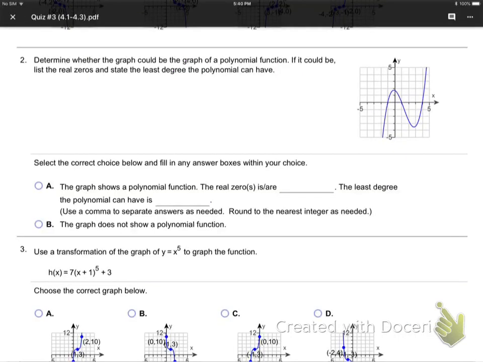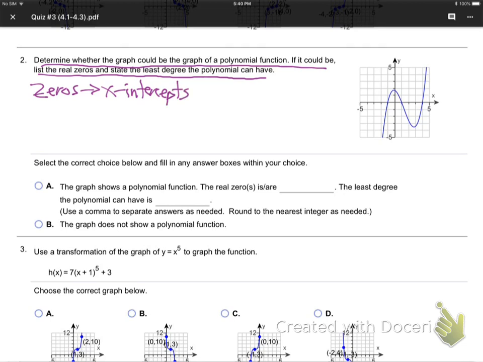Question 2, determine whether the graph could be the graph of a polynomial. If it could be, list the real zeros and state the least degree the polynomial can have. Yeah, that's certainly a polynomial graph, just a smooth curve, goes up and down, smooth curve. What are the zeros? What do they mean by the zeros? The real zeros. Those are the x-intercepts. The places where the graph is at a height of 0. That's what a 0 is. So that'd be here, here, and here. At those places, the graph is at a height of 0.